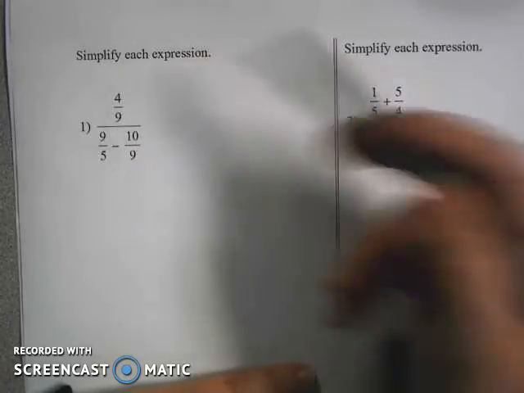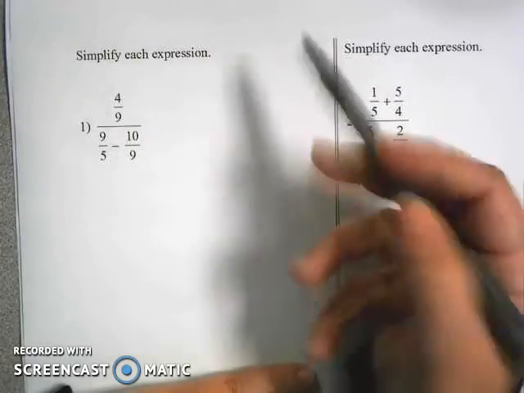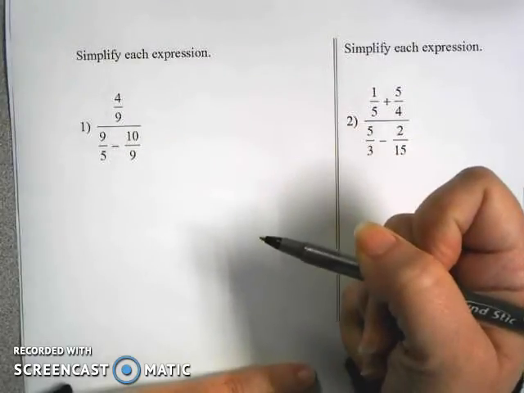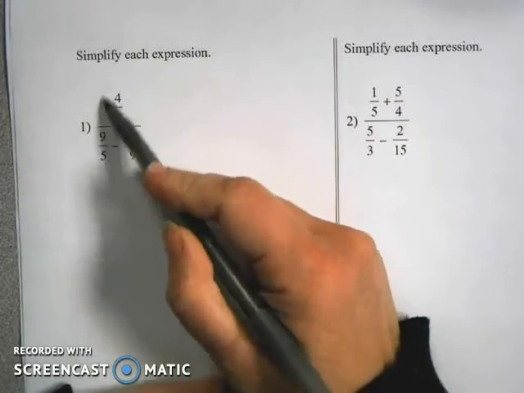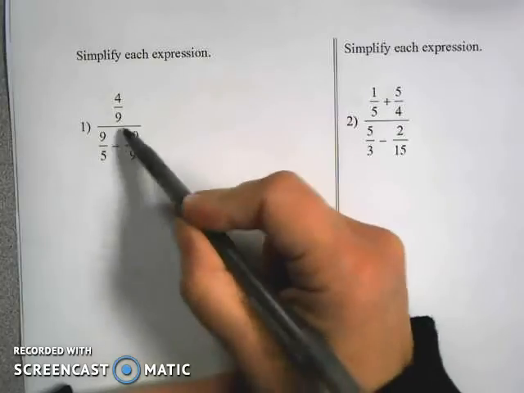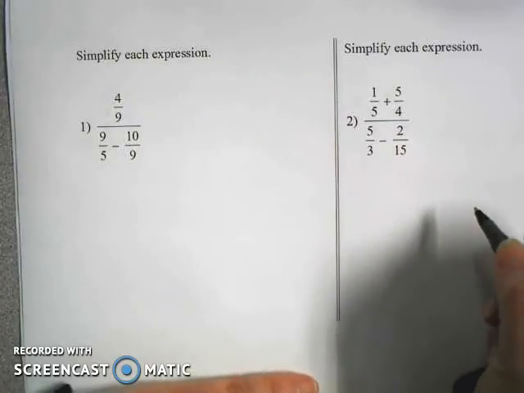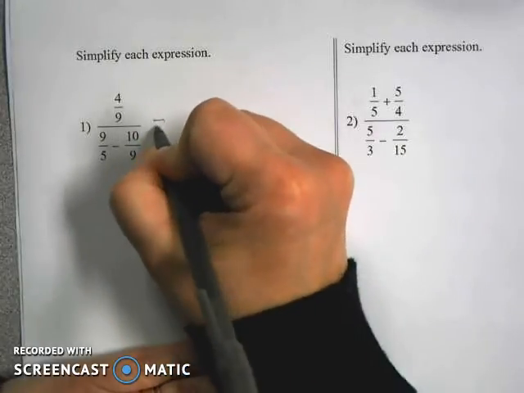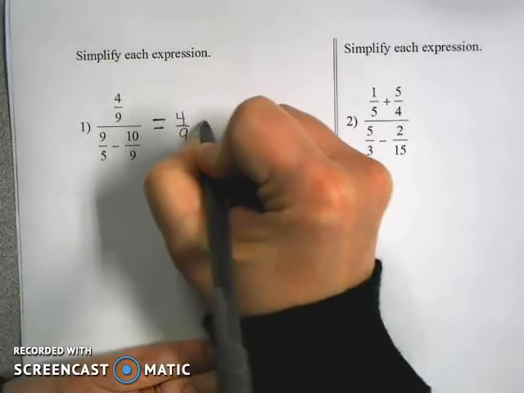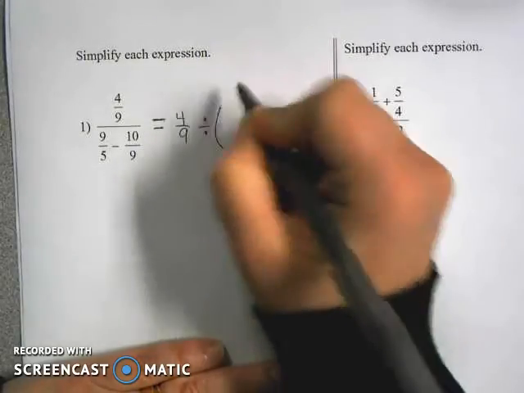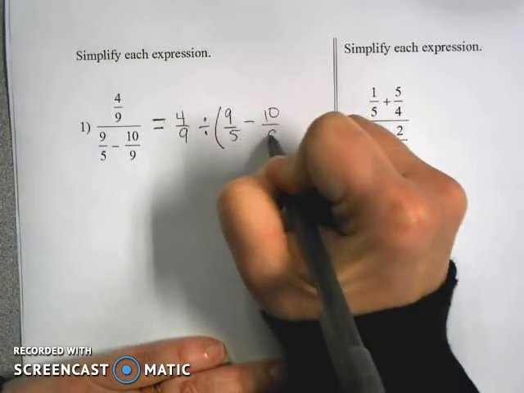You can see here that I have 4/9 over 9/5 minus 10/9. What I want to do is identify the fraction bar that sort of separates one rational expression from the other. This fraction bar here is really a division symbol, so I'm going to rewrite this as a division problem. So this is really 4/9 divided by the quantity 9/5 minus 10/9.